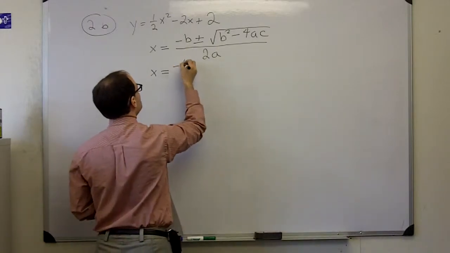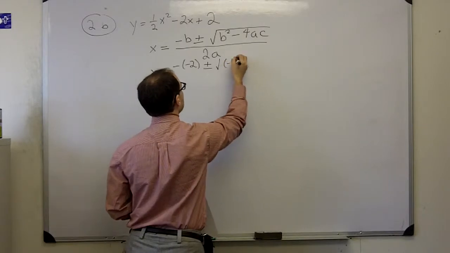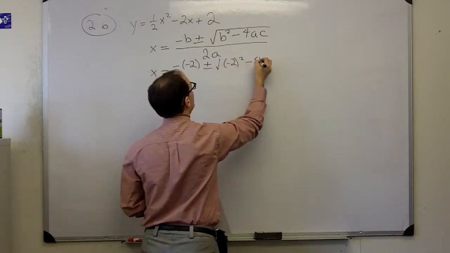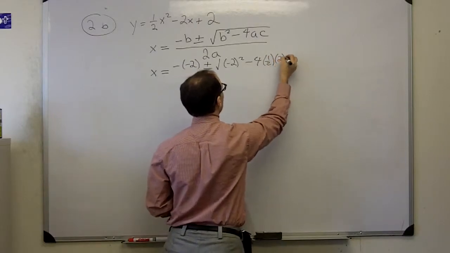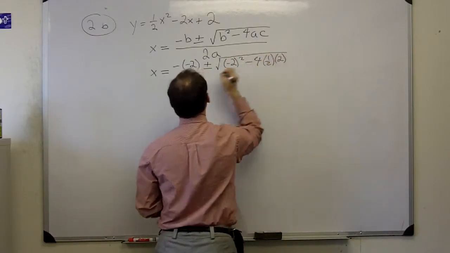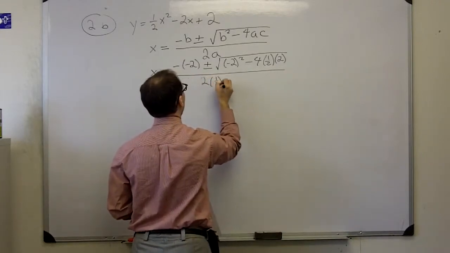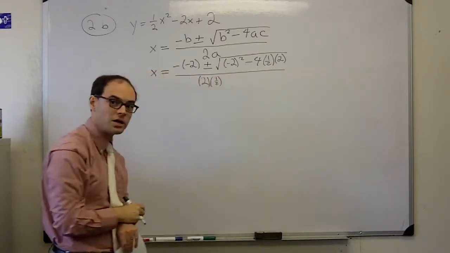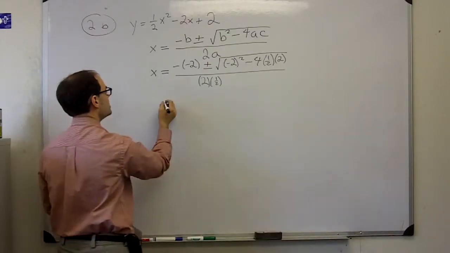See, the negative b is a negative 2, plus or minus the square root of negative 2 squared, minus 4, what's a? A is 1/2, and what's c? 2. Okay, and the 2a is 2 times 1/2. Okay, this is the reason why I don't really like to mix numbers. It's a little confusing if you use mixed numbers at this stage.